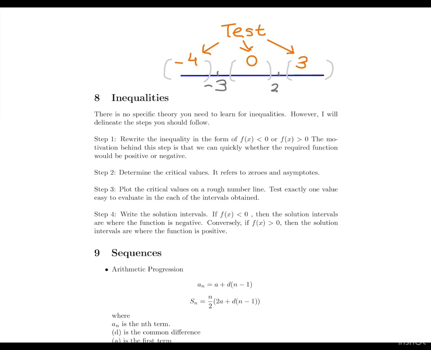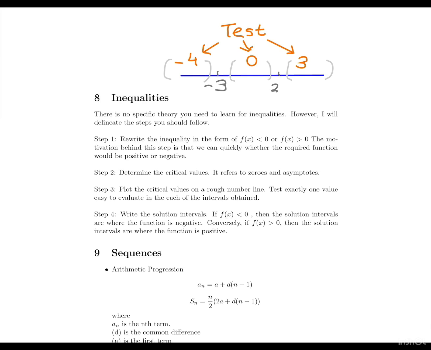Step 1, we rewrite the inequality in the form of f of x less than 0 or greater than 0. The motivation behind this step is that we can quickly recognize whether a required function will be positive or negative. Step 2, determine the critical values. It could be a 0, an asymptote, or a discontinuity.